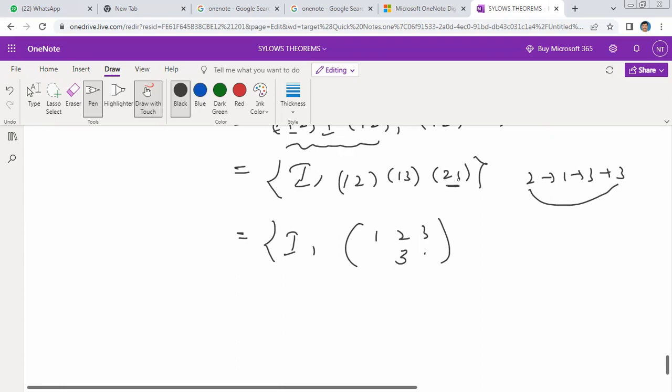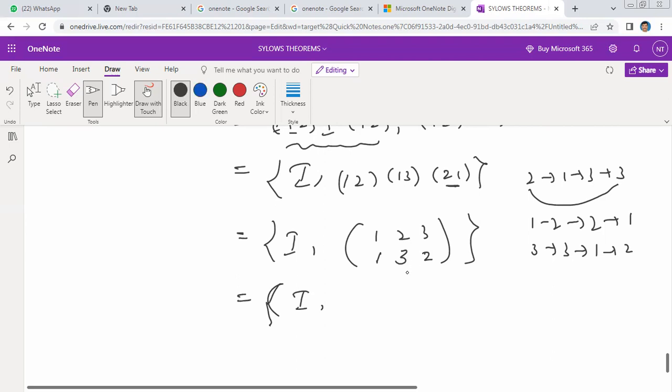Next, let's go here. 1 goes to 2. 2 goes to 2 because of the same element. 2 goes to 1. So 1 goes to 1. Next one. Here 3 is not there, and that means 3 goes to 3. Here 3 goes to 1, and 1 goes to 2. So 3 goes to 2. Right. So again I can write this as I.